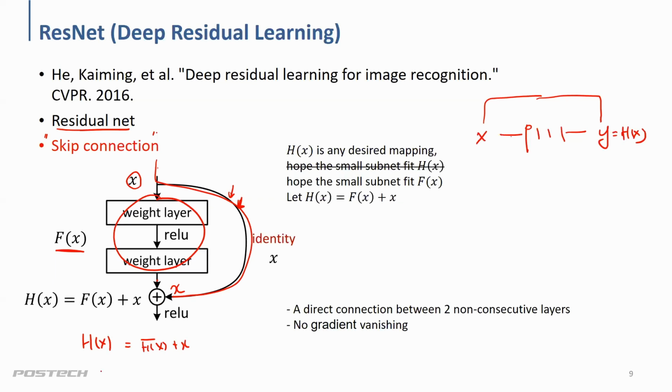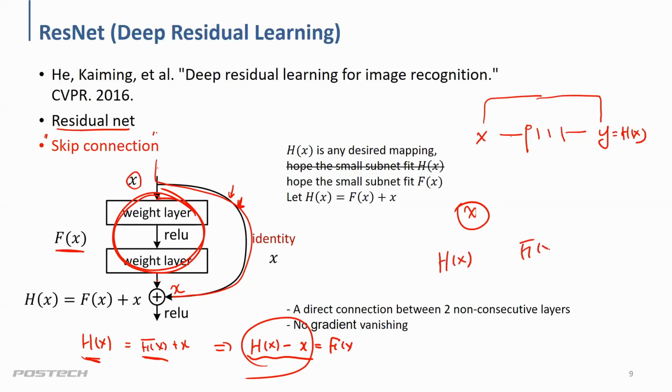So what this part of the neural net is trying to approximate is not h of x, it's f of x. So f of x is going to be h of x minus x. This is the difference, which we call the residual. We want to estimate or approximate the residual. x is the input, it's given information, and h of x and f of x are, in mathematical terms, identical. There is no difference.